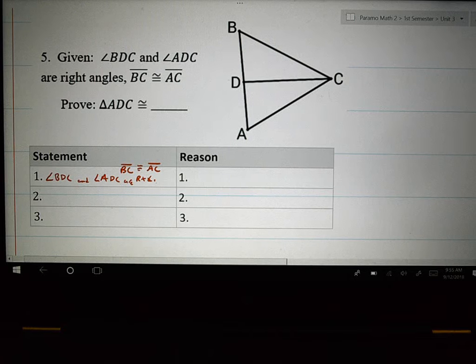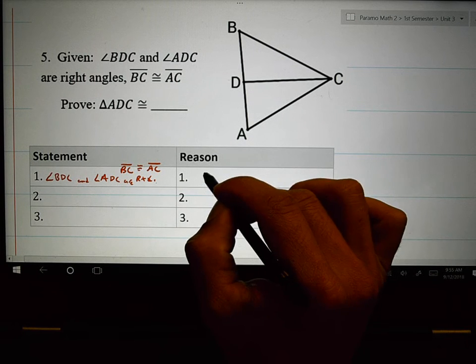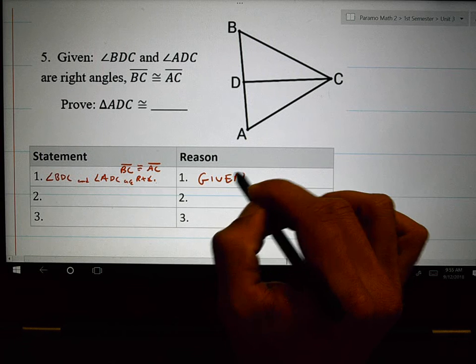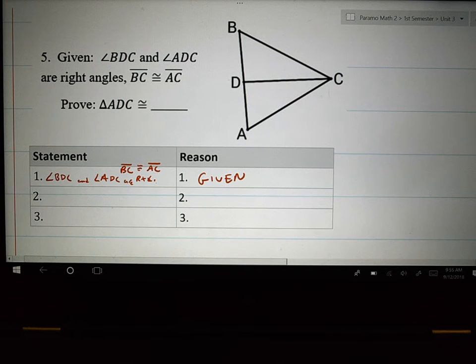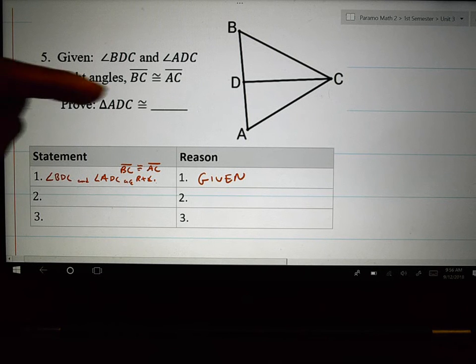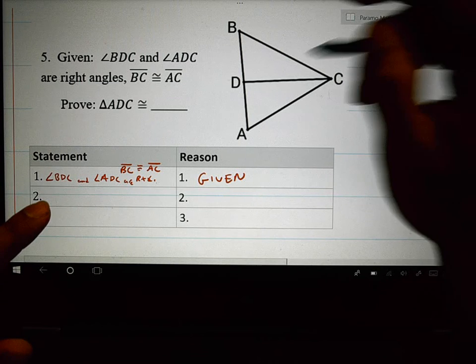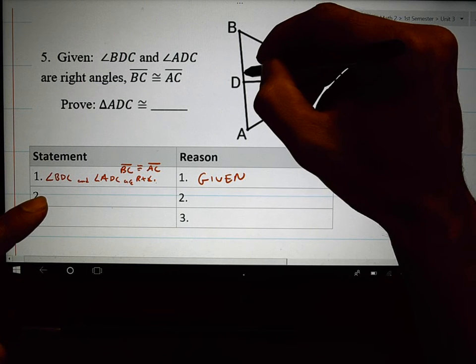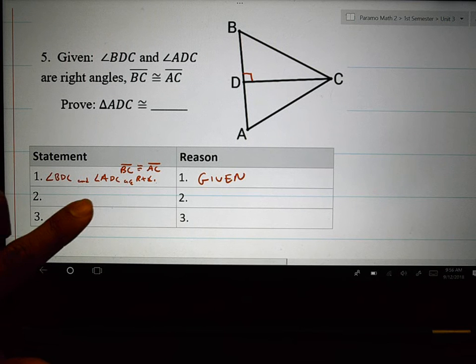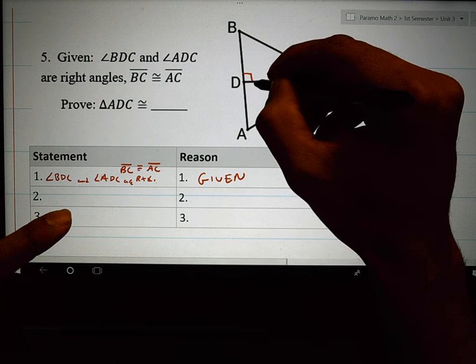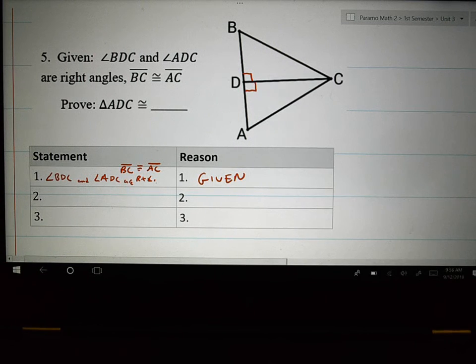What's your reason? Every time. Every time? Yes, every time. Let's keep it simple. The next thing that you do after you write that first statement, that first reason, is you start taking what was given to you and you put it in the picture. BDC and ADC are right angles. So BDC is a right angle, and ADC is a right angle. Those are both right angles. I added to my picture.